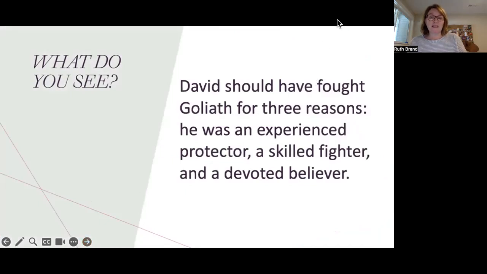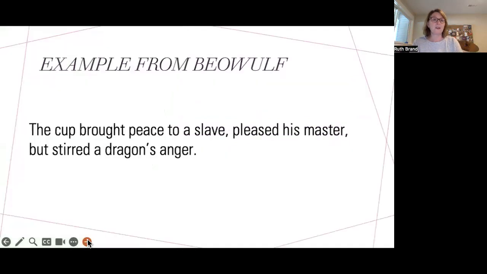Let's look at another one. Say this could be a thesis statement. David should have fought Goliath for three reasons. He was an experienced protector, a skilled fighter, and a devoted believer. So we have, what do we got there? We've got a protector, a fighter, and a believer. So we've got some nouns that are matching up, but then they just attached a descriptor, right? An adjective, experienced protector, skilled fighter, devoted believer. Do you see how those things just have some balance and harmony and they're working together? And it sounds good to the ears, right? Let's try another one. What do you see here?